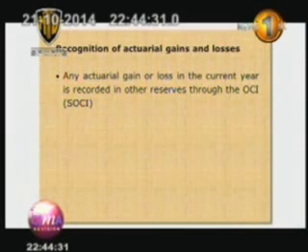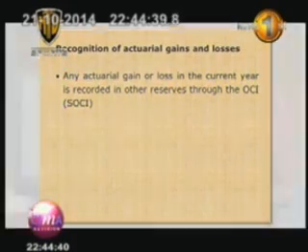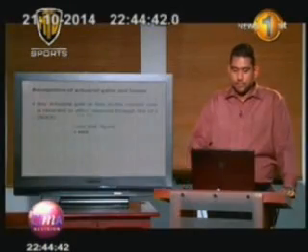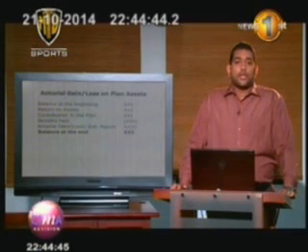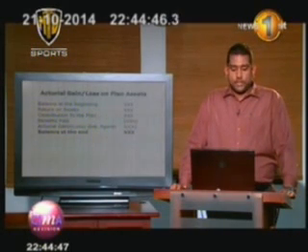Recognition of actuarial gains and losses. Actuarial gains or losses arising will be a part of other comprehensive income, and that will be recognized under the other comprehensive income section in the statement of comprehensive income. Let's see how actuarial gains and losses are being calculated.